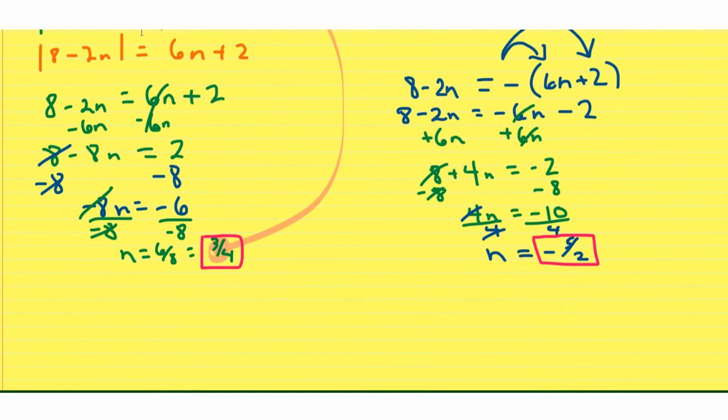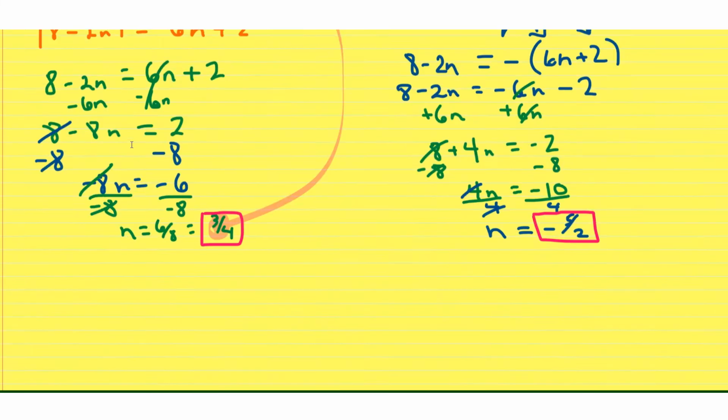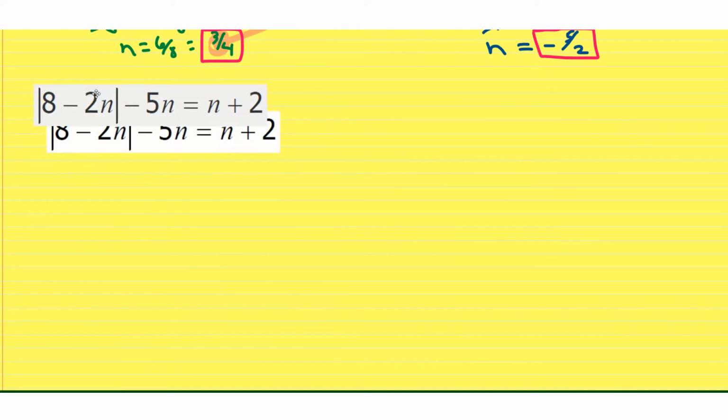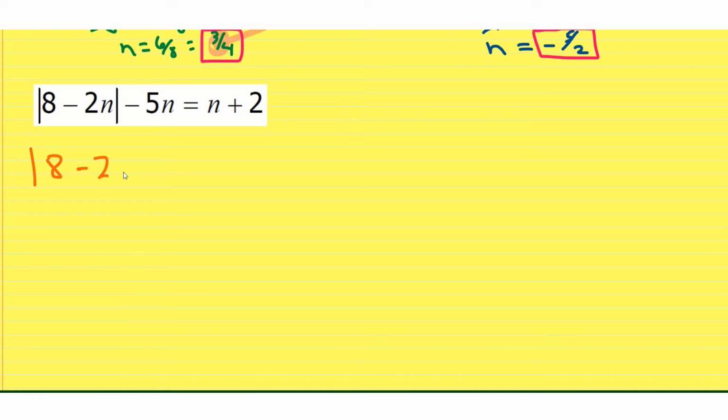Okay, so my original equation said this. I'm going to plug the 3/4 into it. So let's go ahead and do absolute value of 8 minus 2n, where n is potentially equal to 3/4. Absolute value of 8 minus 2n minus 5 times the 3/4 is equal to 3/4 plus 2. Okay, so let's work it out.